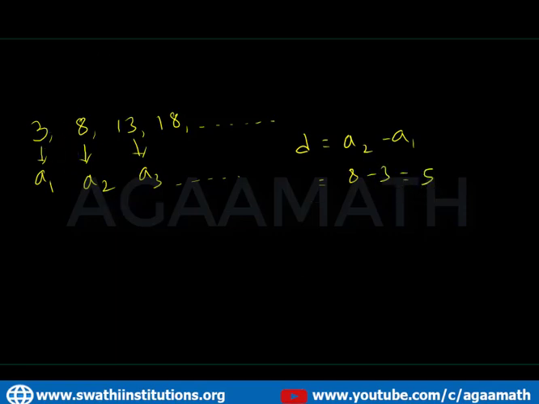If you add 5, you would get the next term. If you add 5 again, you would get the next. If you add 5 again, you would get the next. It means that for every term, if we add the difference, we get the next term. So based on this, let us see how we find the nth term of arithmetic progressions.